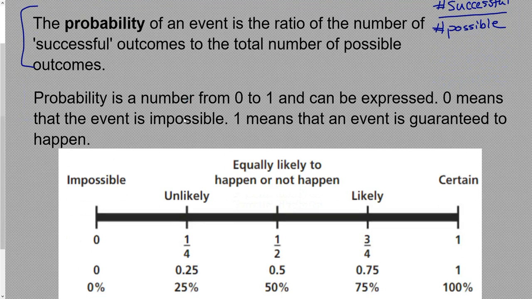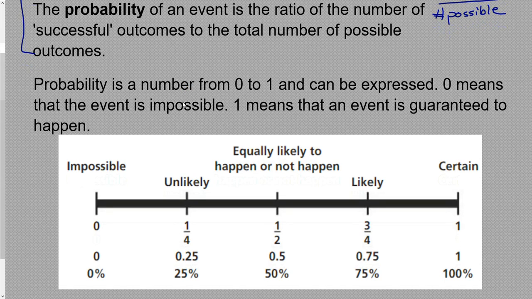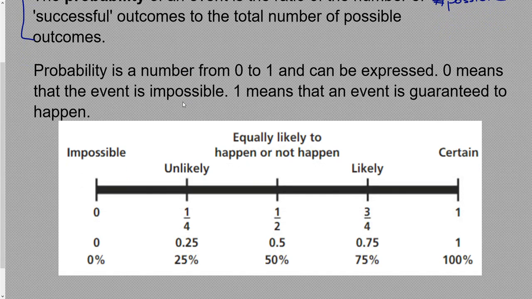Probability is always a number from 0 to 1 and can be expressed in several ways. 0 means that the event is impossible. It absolutely will not happen. There are very few things in this world that we could describe the probability as being 0. Very unlikely, maybe near 0, but 0 itself means it absolutely cannot happen. A 1 means that the event is guaranteed to happen, right?